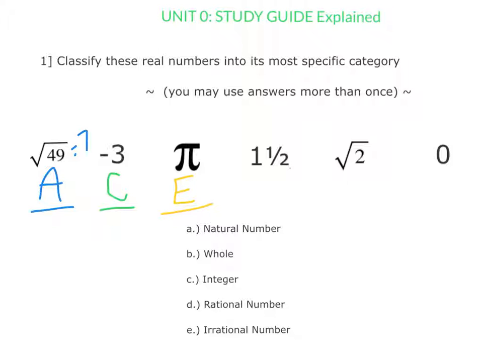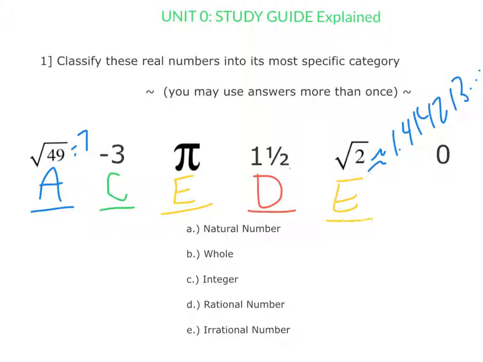Anytime you have a fraction, it's a ratio or a rational number. So 1 1/2 is rational. The square root of 2. The square root of 2 is not a perfect square. It is a non-terminating, non-repeating decimal. It goes on and on and on. Therefore, it is irrational. Letter E.